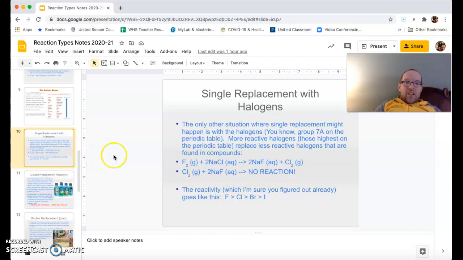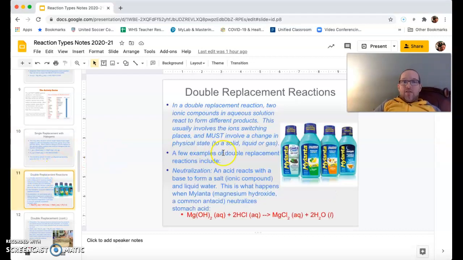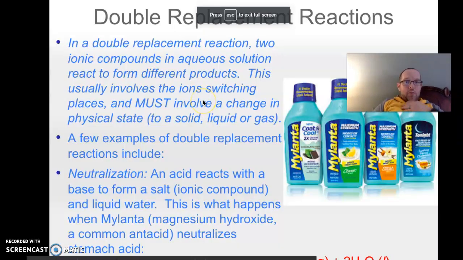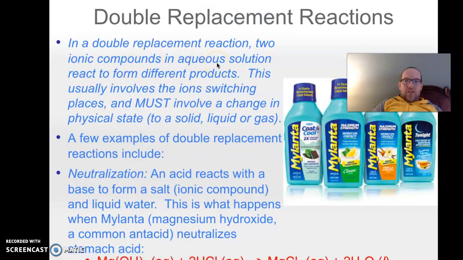Okay, so last type of reaction here is double replacement reactions. And I'm going to put this up on the big screen so everybody can see. So in a double replacement reaction, we have two ionic compounds in aqueous solution. That means that we have ionic compounds dissolved in water, and they react together to form different products. This basically involves the ions switching places.